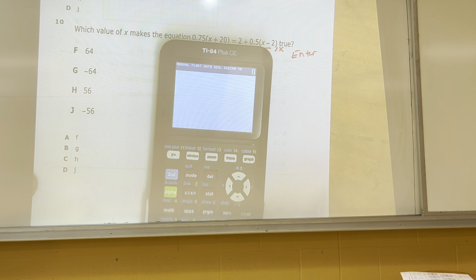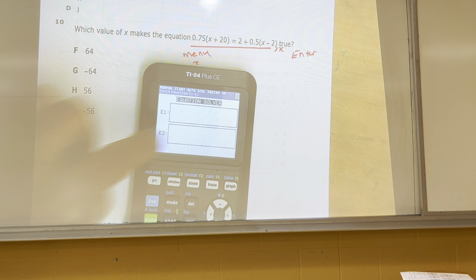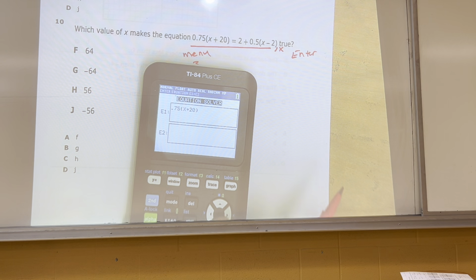Well, for this one, we have another thing. It's numeric solve as well, but this time you're just putting left side, right side. So that looks like 5, this is x plus 20. Go down here, I'm just going to do the right side down, 2 plus.